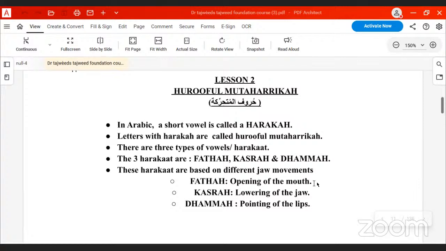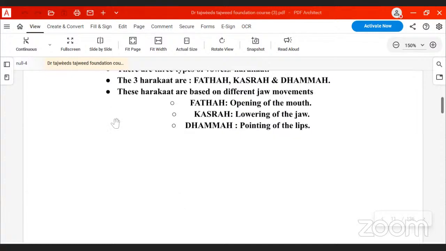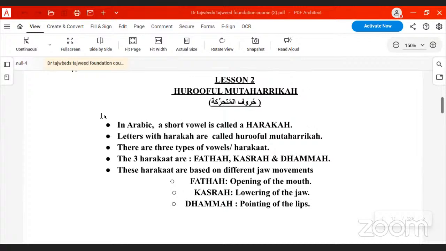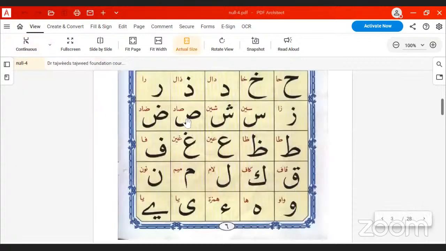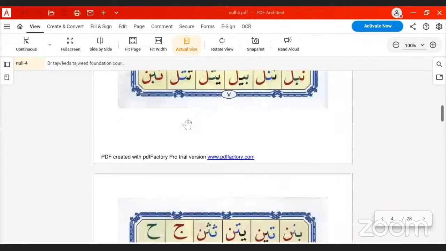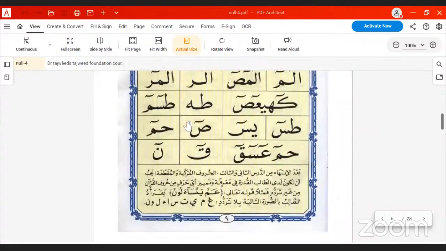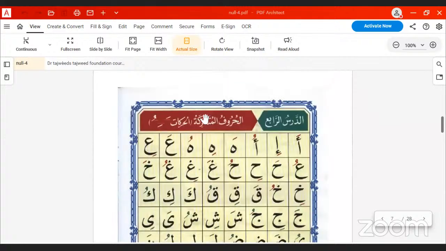Fatha is opening of the mouth. Kasra is lowering of the jaw. Dhamma is pointing of the lip. Okay, so inshallah we'll be learning this today. Now what are we learning? Huruful Mutaharrika. If you go to the Nurani Qaida chapter, this chapter will come as the fourth lesson.